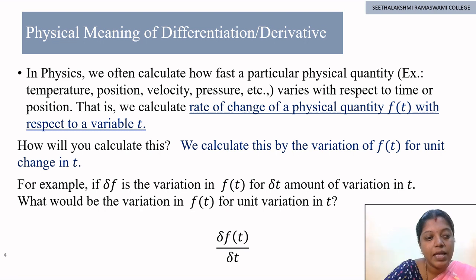For example, if del f is the variation in f of t, maybe f represents the temperature, and for a variation of del t in time, what would be the variation in f for unit time? For del t time, we have variation del f. Then to measure for unit time, you will make a division. So you will have del f by del t.